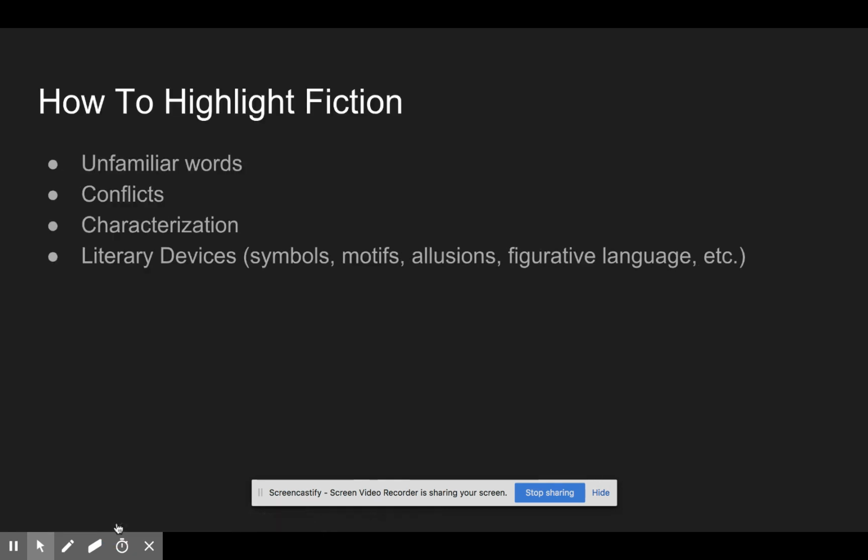So when you highlight fiction, remember fiction is stories that are not necessarily true or are told in story format. Look for unfamiliar words. You don't want to gloss over those because eventually those words will catch up with you and you'll find that you're starting to lose the meaning. Look at the conflicts and characterization and look at the literary devices. And even though it's not listed on here, you're also starting to look for themes and evidence of those themes.